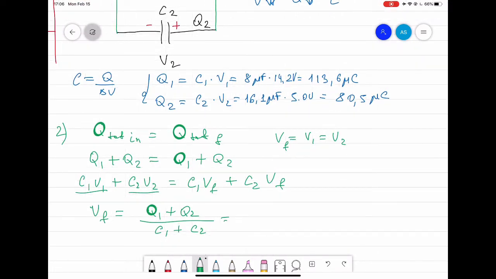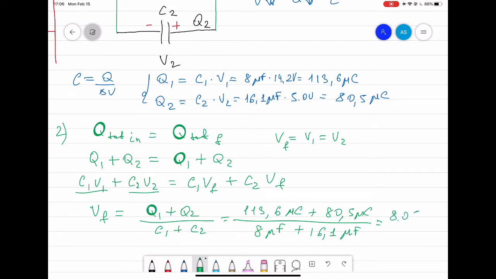We have 113.6 microcoulomb plus 80.5 microcoulomb divided by C1, which was 8 microfarad, plus 16.1 microfarad. Let's do the calculation. Once you do the calculation, you can see that it's equal to 8.05 volts. This is the final voltage.